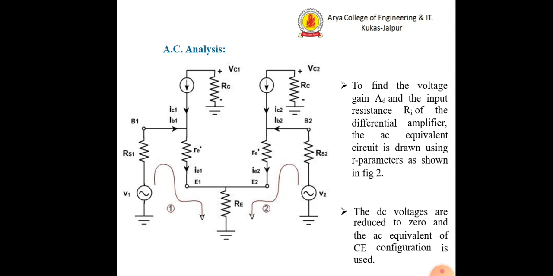Now we move on to the AC analysis. In order to do the AC analysis, all the DC power supplies are connected to ground, and the Q1 and Q2 transistors are replaced by their AC equivalent r parameter circuit. Now, to find the voltage gain, we will move forward and apply KVL in the circuit.